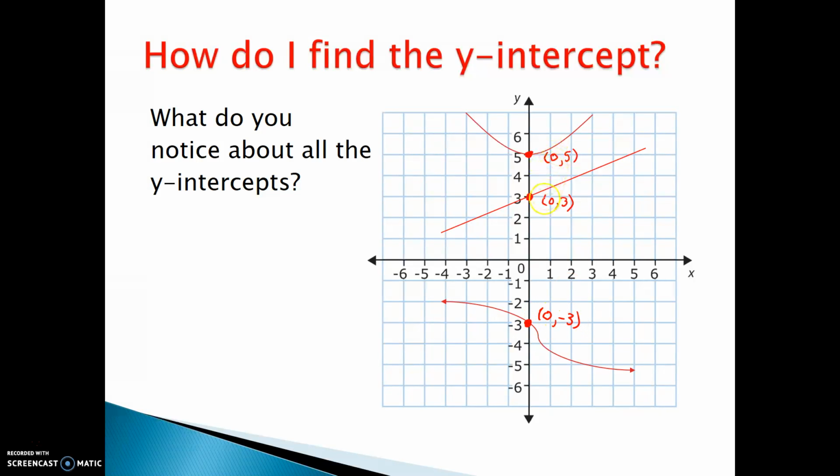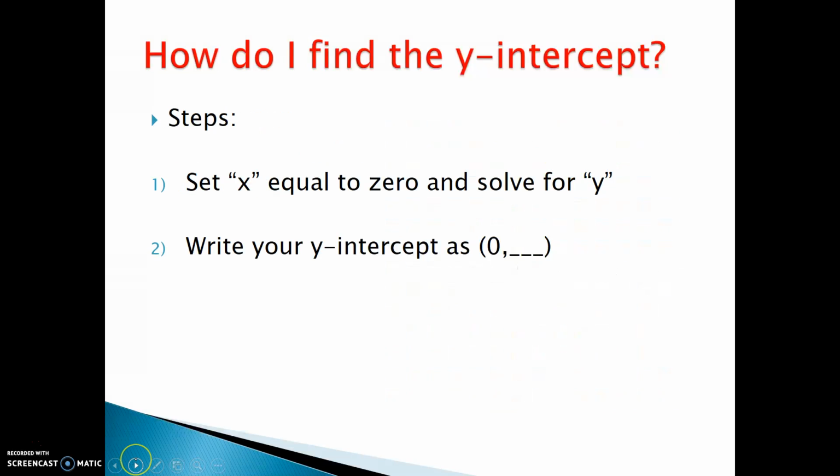Now notice all of my x values are 0. We're going to exploit that idea to help us find the y-intercept. So how do I find the y-intercepts? Well, I set x equal to 0 and solve for y. That's going to let me get my y-intercept. And again, I always want to write my y-intercept as 0, comma, whatever that y value is.